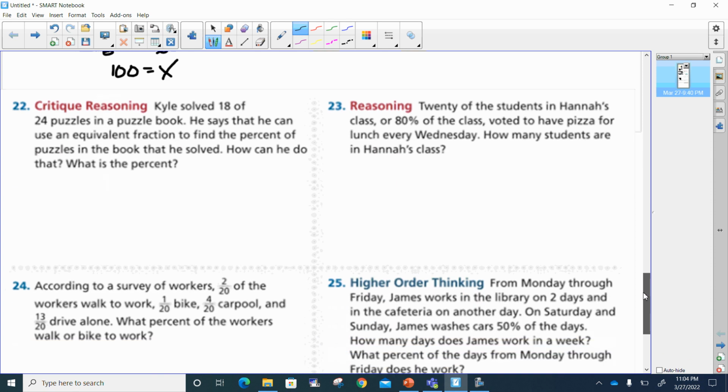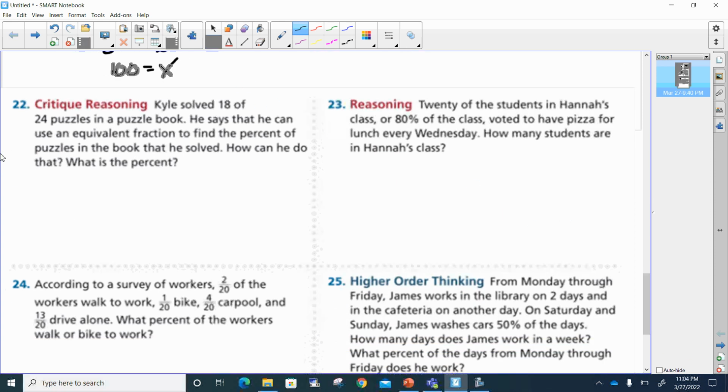All right, let's go to number 22. Kyle solved 18 of 24 puzzles. That's 18 out of 24. He says that he can use an equation, an equivalent fraction, to find the percent of puzzles in the book that he solved. Well, if I was going to make, let's see, he says he can use an equivalent fraction to 18 over 24.